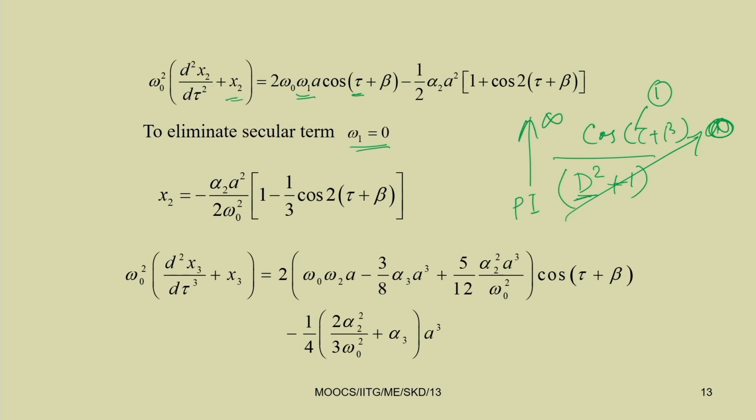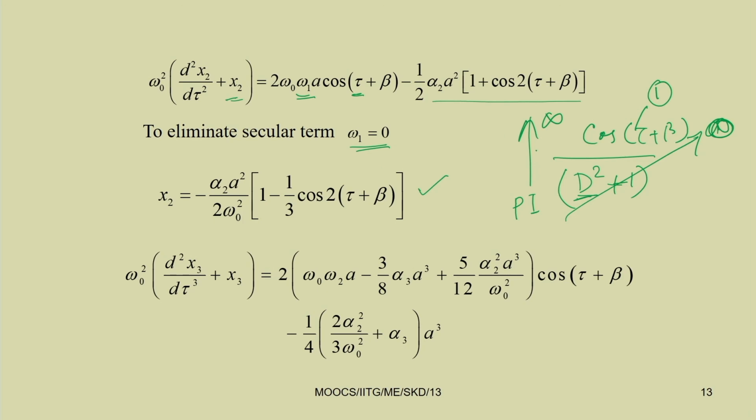Now, by putting omega 1 equal to 0, we can write the solution of x 2. In the solution of x 2, only the particular solution we can write. The particular solution will contain, by putting omega 1 equal to 0, we get this particular solution, that is x 2 equal to this.